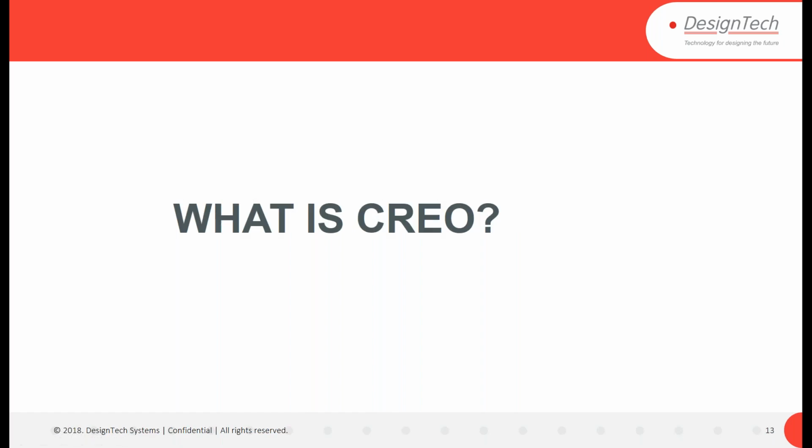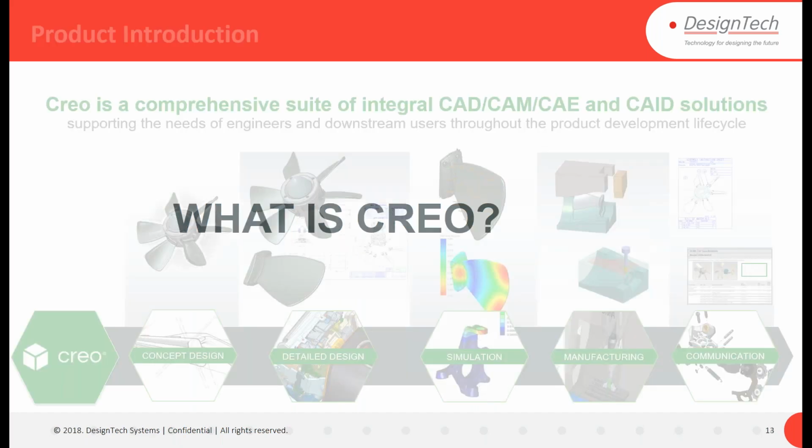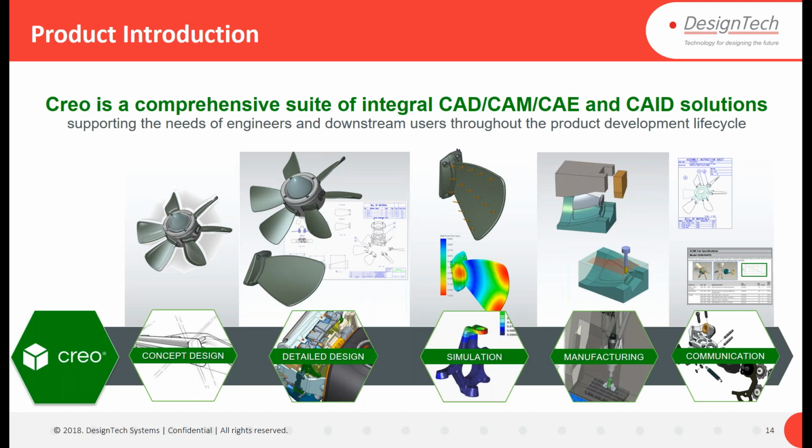So I'm going to talk about one of the products called Creo from PTC. Why it is important and why we're talking about it. First, let me introduce this product. What is Creo? Creo is basically a comprehensive suite of integrated CAD, CAM, CAE, and CAID, which is computer-aided industrial design solutions, supporting the needs of engineers and downstream users throughout the product development lifecycle.